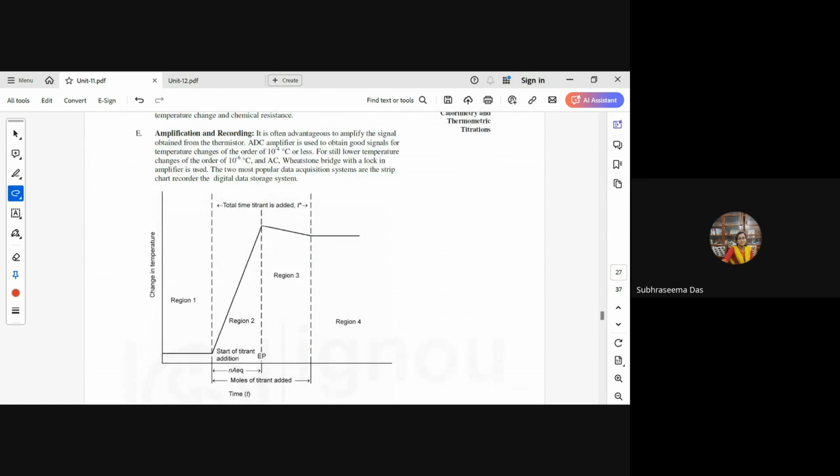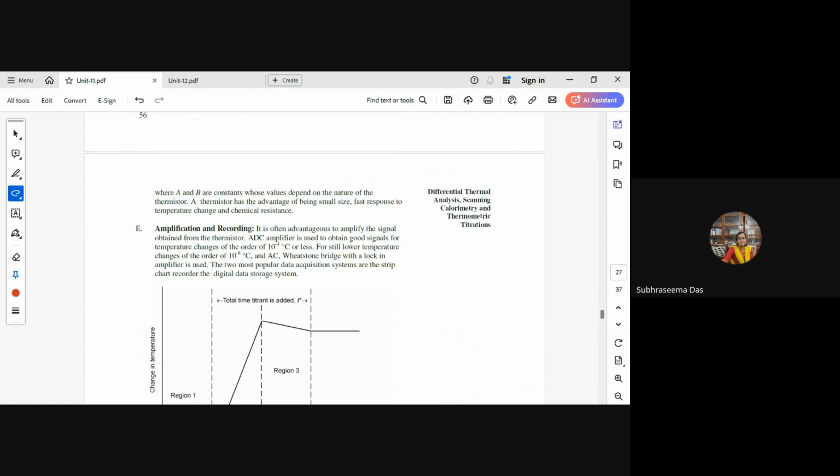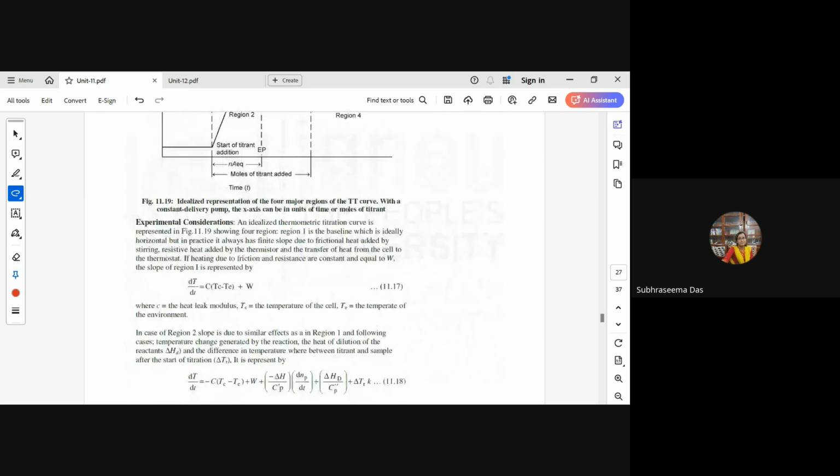The next part is amplification and recording. It is often useful to amplify the signal obtained from the thermistor. A DC amplifier is used to obtain particularly good results for temperature changes of the order of 10^-4 degrees centigrade or less. However, for lower temperature changes of the order of 10^-6 degrees centigrade, an AC Wheatstone bridge with a lock-in amplifier is used. The two most popular data acquisition systems are the strip chart recorder and the digital data storage system.